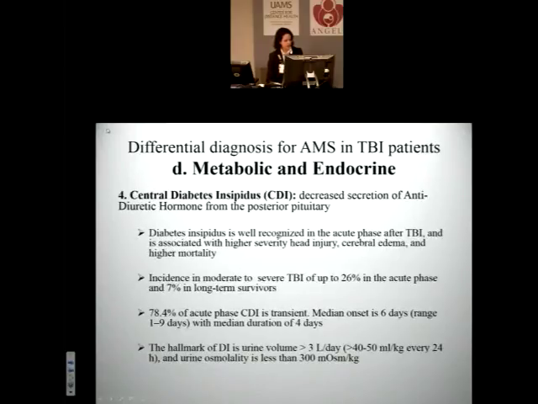The diagnosis, or the hallmark, of diabetes insipidus is a very large urine volume of 3 liters a day, greater than 40 cc's per kg per day, and with a urine osmolality less than 300.